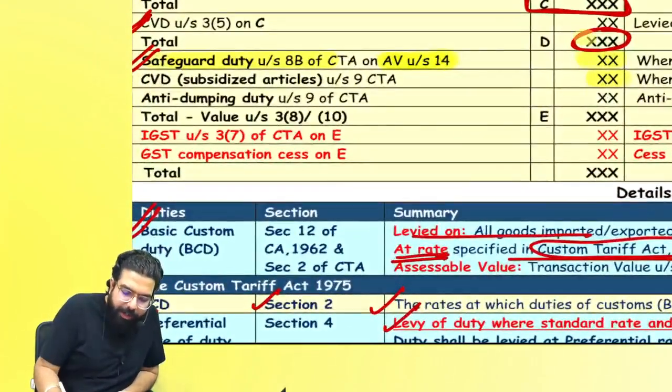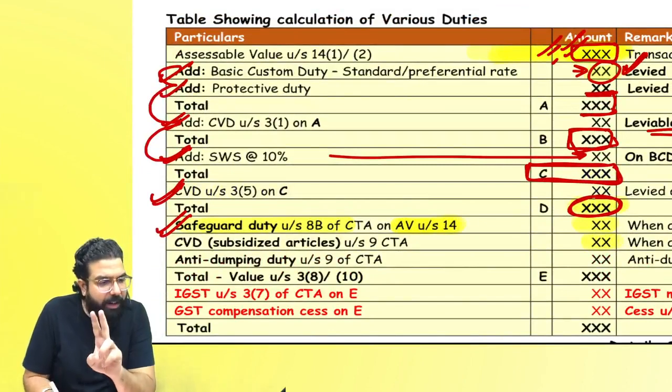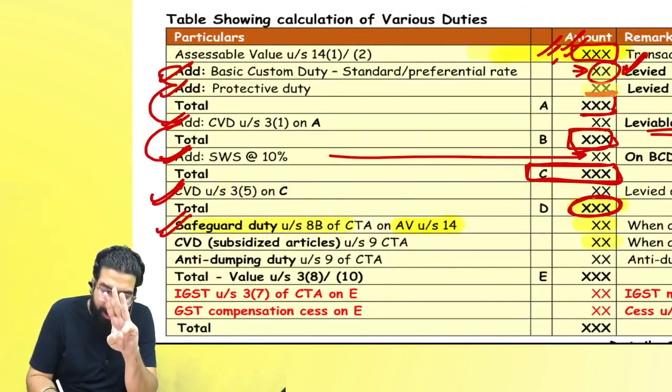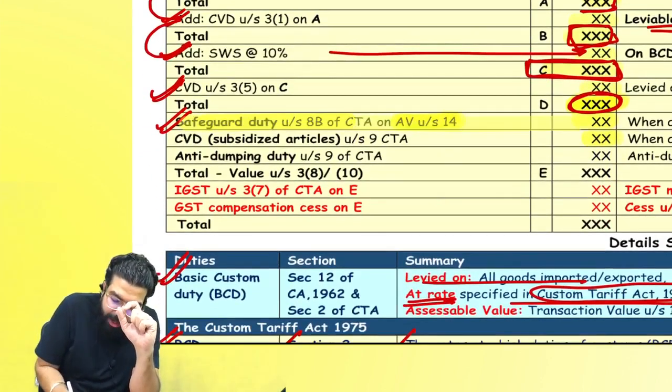Everyone over here. Now, what did we go ahead and learn? We learned the customs value. On that, basic custom duty will be charged. On the basic custom duty, protective duty, then total will come. CVD under section number 3.1, total will come. Then social welfare surcharge, total will come over here. Then CVD 3.5 and the total will come. On that, safeguard duty will be imposed. CVD on subsidized article will be imposed.